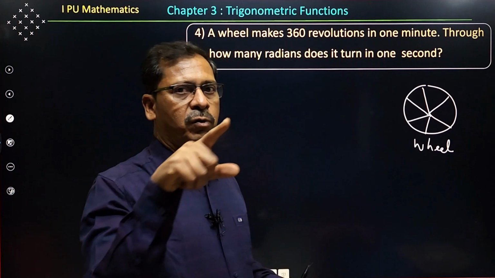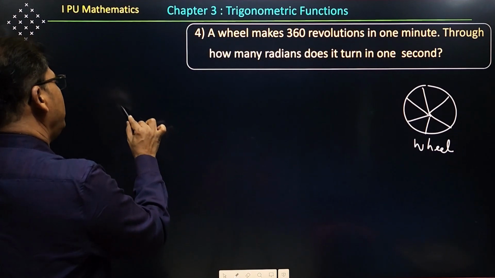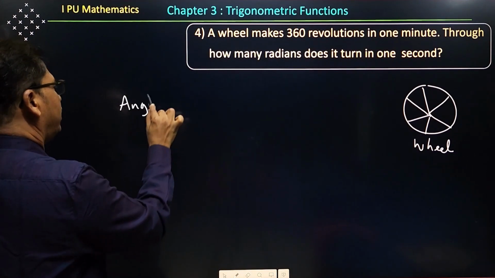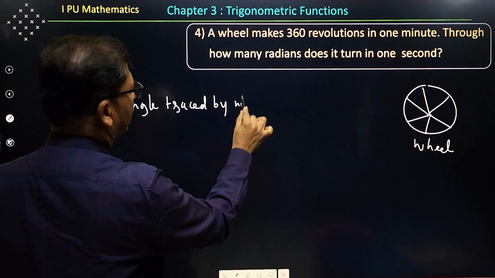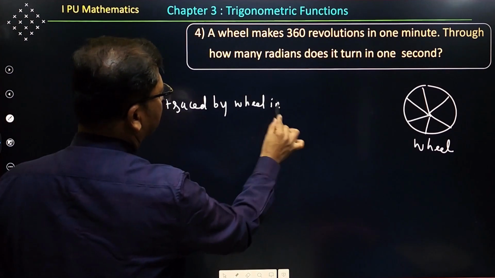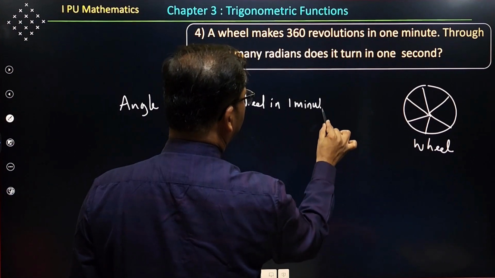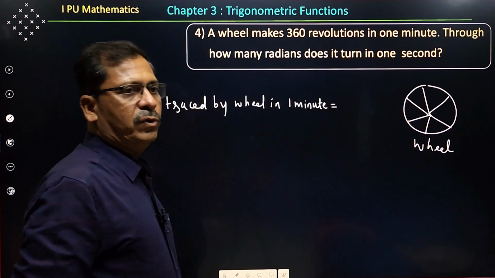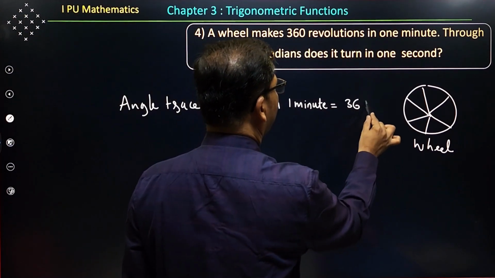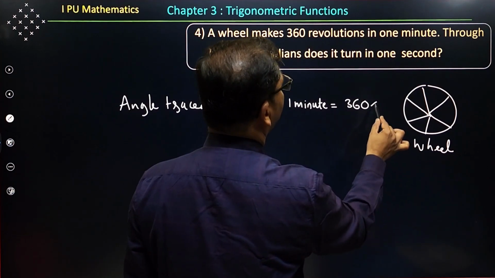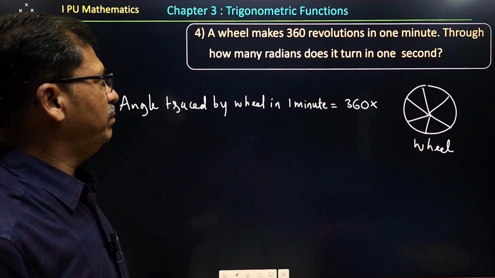Okay, see, the angle traced by the wheel in 1 minute. Please try to understand. How many revolutions does it make? 360 revolutions in 1 minute. This 360 is to be multiplied by, a wheel makes 360 revolutions in 1 minute.